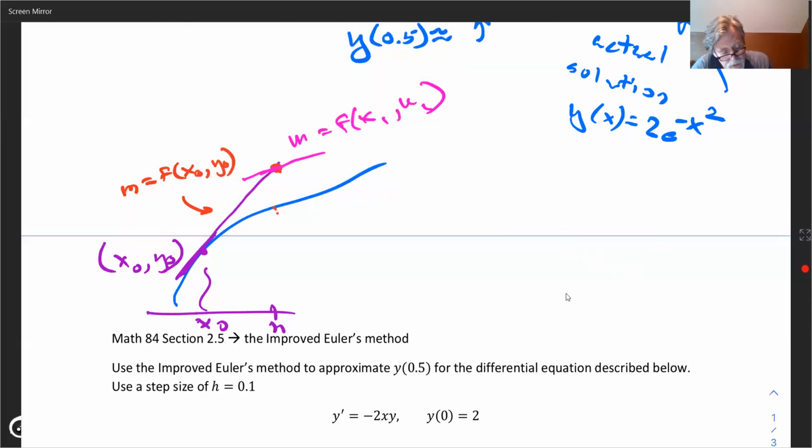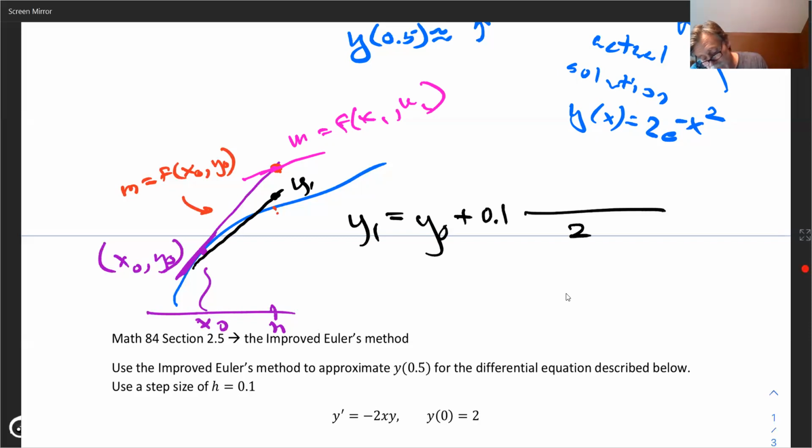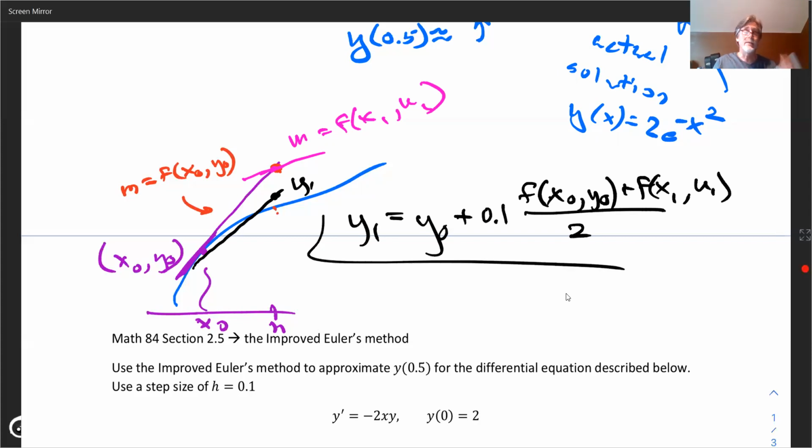So when you take the average, you're going to have a slope that might be a little better and you might have a better approximation. And so this y1 has a formula. y1 is equal to, of course, y0 plus, of course, your step size, and then you take the average of those two slopes. So it would be, in this case, f of x0 comma y0, and then plus f of x1 and u1. And it turns out it's a really good approximator.